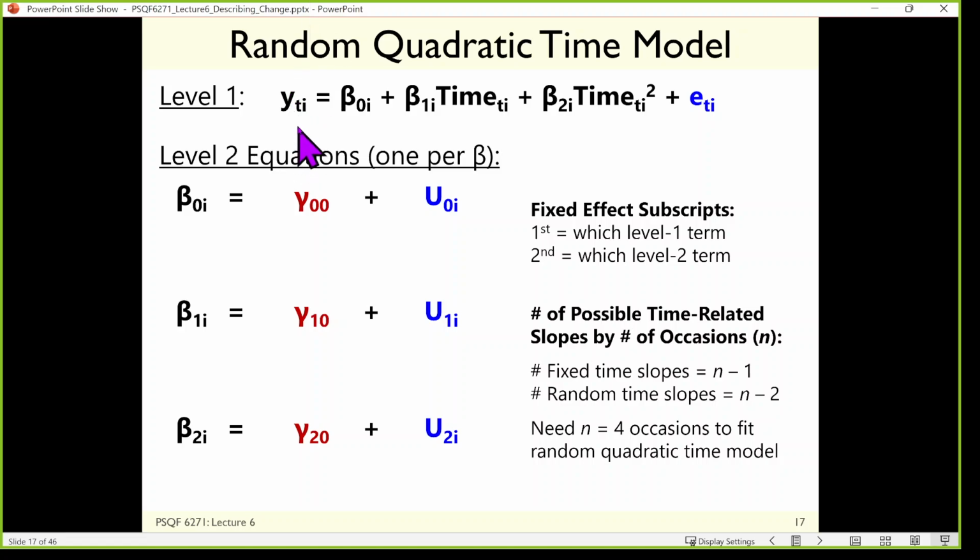So Y_ti, time and individual in this case, is a function of 3 individual specific effects. This is a random quadratic time model. So I've got beta 0, beta 1, and beta 2, and those all have an i subscript indicating that they can be individual specific. Question: can you have individual differences in quadratic slopes such that some people are accelerating positive and some people are accelerating negative? Absolutely. You could have a fixed quadratic that is non-significant, meaning on average there's linear change, and people could be going away from it, accelerating up, or they could be decelerating down. So yes, absolutely you can.